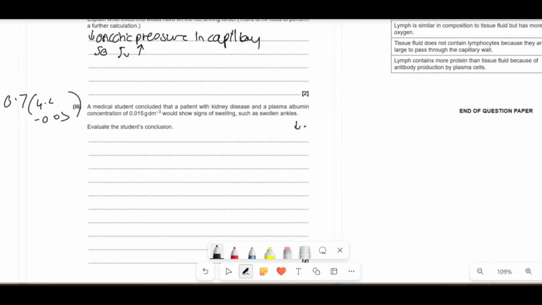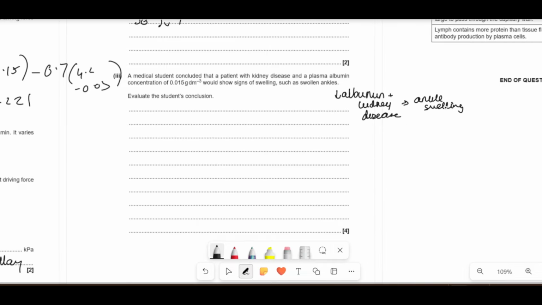So they're saying low albumin plus kidney disease gives you ankle swelling, which they're not entirely wrong. It's quite impressive. So there's that, right? We need to look at everything we've dealt with in the question to see what the pros and the cons are. So the things that are supportive or against it.